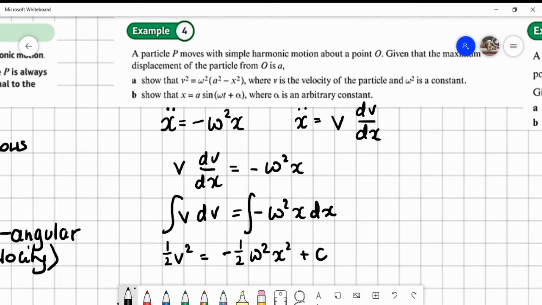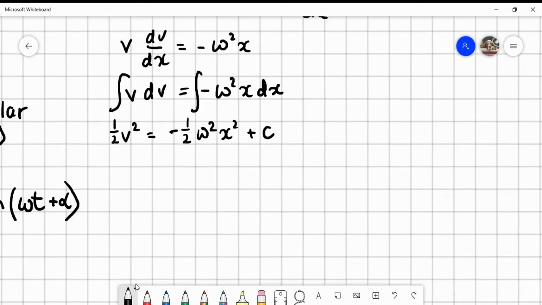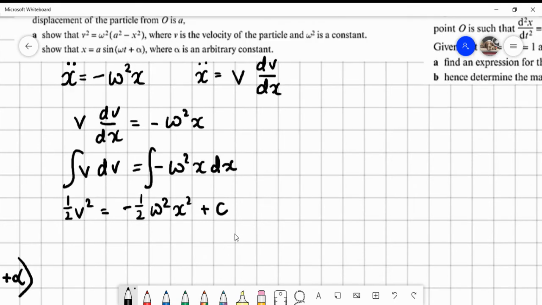But we are told that the maximum displacement of the particle from O is A. If you go back to the previous page, if you have the pendulum vibrating, the maximum displacement is that position over here to the right or to the left. This is the furthest away from the equilibrium. At that moment, as it turns or changes the direction of its motion, the velocity is going to be 0.